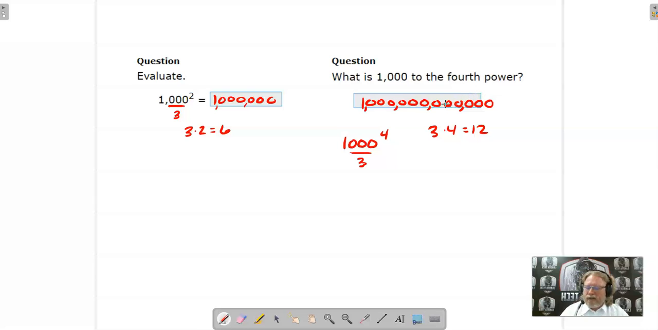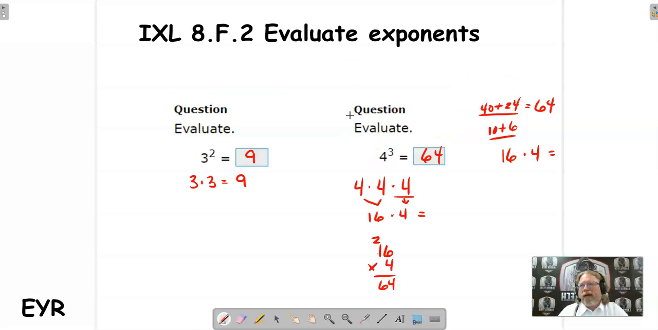All right. So those are all of my examples for IXL Activity 8.F.2, evaluate exponents. Remember on your calculator, that little caret button will help you figure out how to raise it to the power. So good luck on your activity.